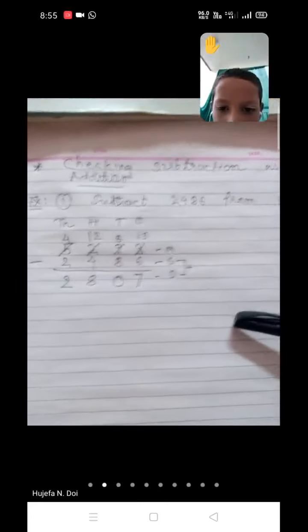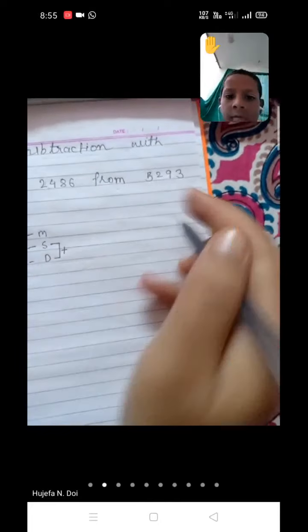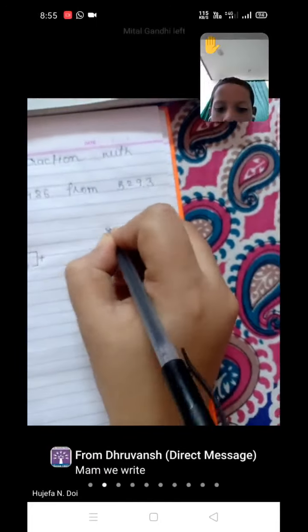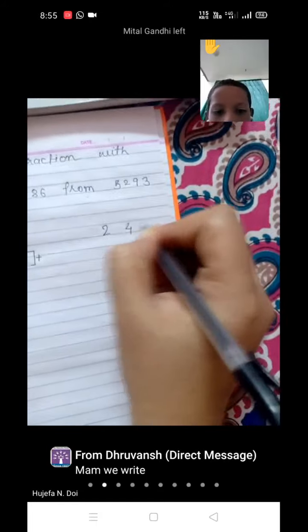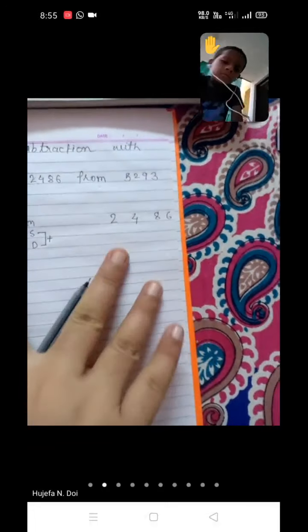So let's check it. So I'm adding the subtrahend and difference. So it will be easy for you. 2486. Remember students, whenever you are doing a checking subtraction, it will be written like this.